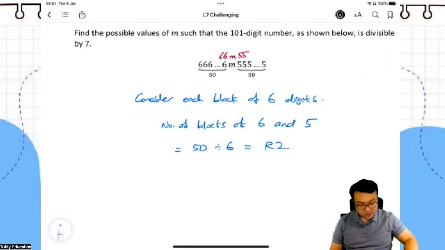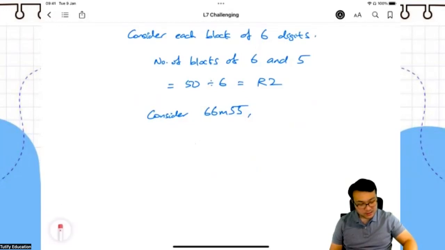Okay, so we have this. Now we just need to consider the number that is left behind. This must be divisible by 7. So we must make sure that 7 divides this.